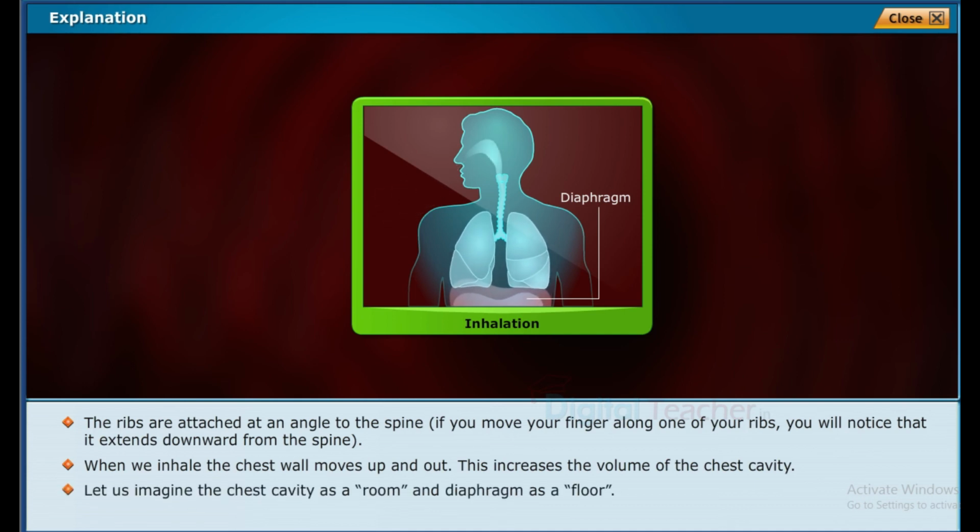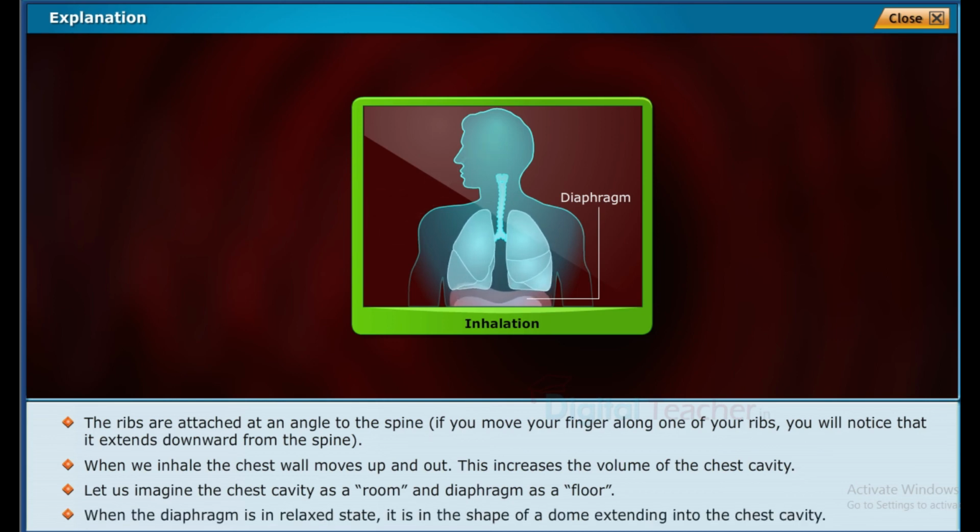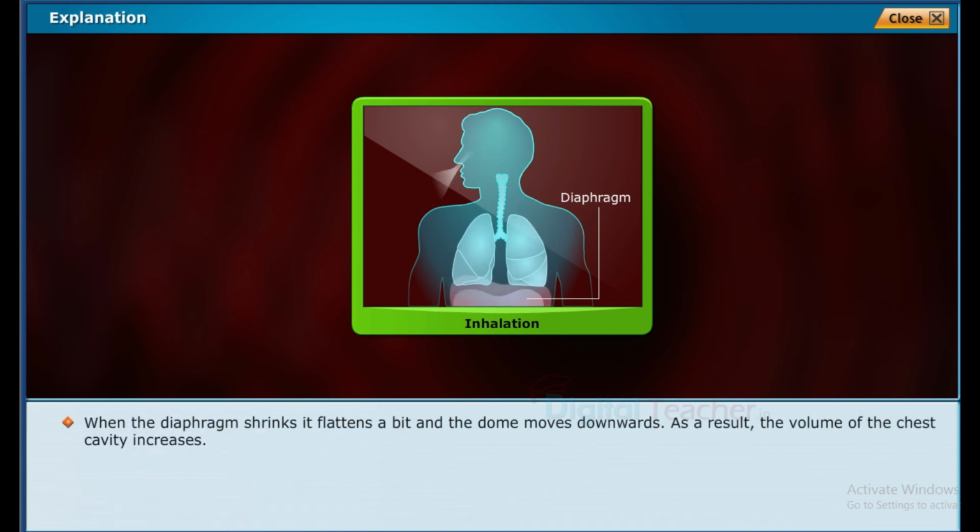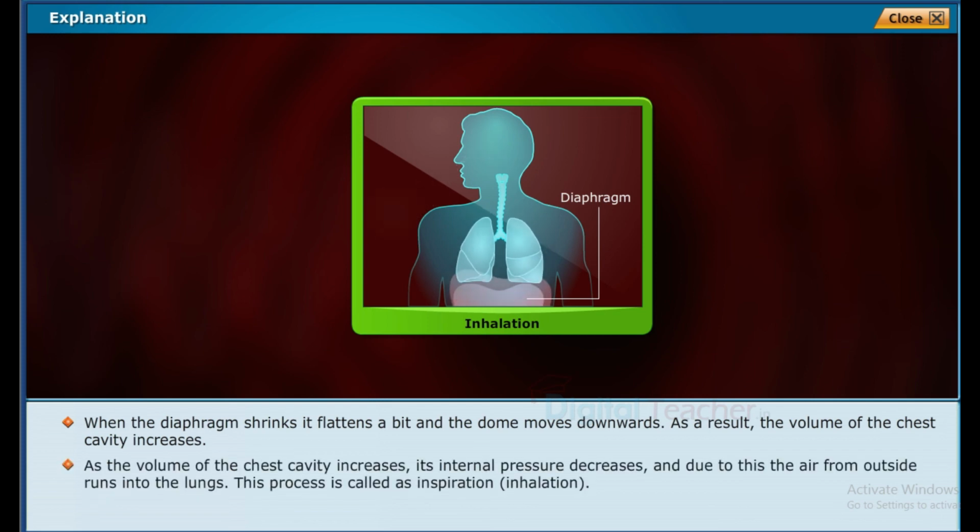Let us imagine the chest cavity as a room and the diaphragm as a floor. When the diaphragm is in a relaxed state, it is in the shape of a dome extending into the chest cavity. When the diaphragm contracts, it flattens a bit and the dome moves downwards. As a result, the volume of the chest cavity increases. As the volume of the chest cavity increases, its internal pressure decreases, and due to this, the air from outside runs into the lungs. This process is called inspiration or inhalation.